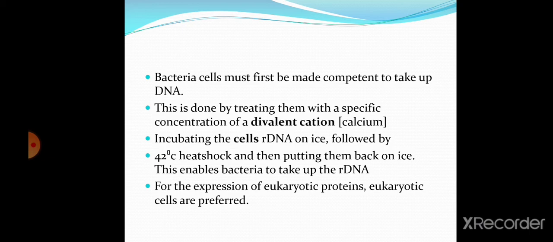So, first we have to force the bacteria to take up the foreign DNA. How can we force the bacterial cell? It is done by treating them with divalent cations. What are divalent cations? Ions with two valency which have a positive charge. That is called divalent cations. For example, calcium is a divalent cation. So here recombinant DNA can then be forced into such cells. How can we force that?